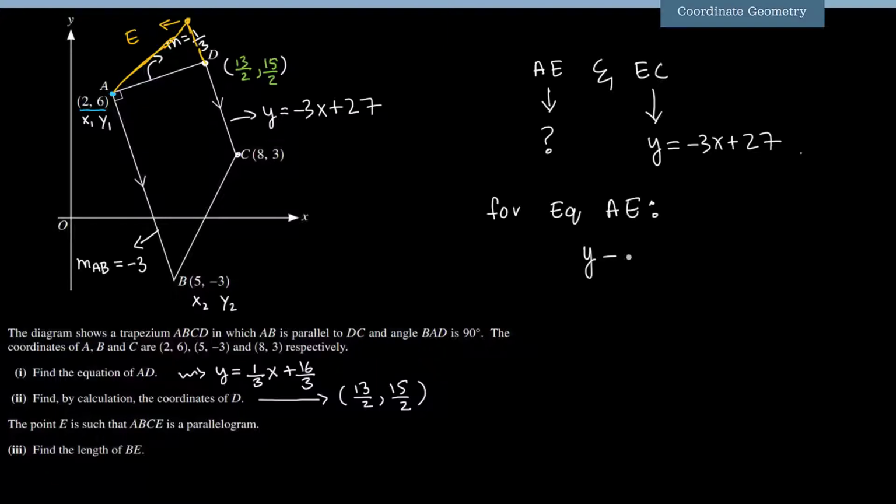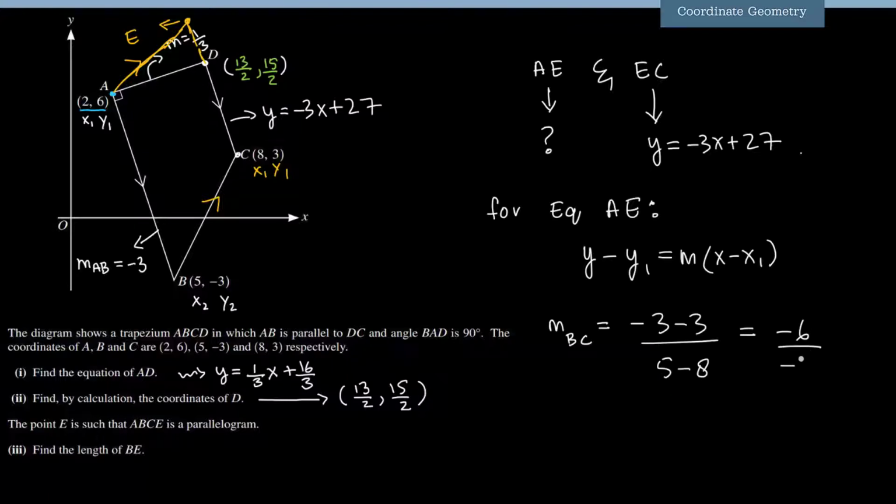I'm going to use the formula for the equation, which is y minus y1 is equal to m times x minus x1. I know the gradient of these two lines is going to be the same because these two are parallel to each other. I don't know the gradient of BC, so let's find the gradient of BC. M BC would be equal to, let's name this as x1 y1 and this as x2 y2. So the gradient would be y2 minus y1, so minus 3 divided by 5 minus 8. This would be minus 6 upon minus 3, which is equal to 2. So the gradient of line BC is positive 2, and that is equal to the gradient of line AE.